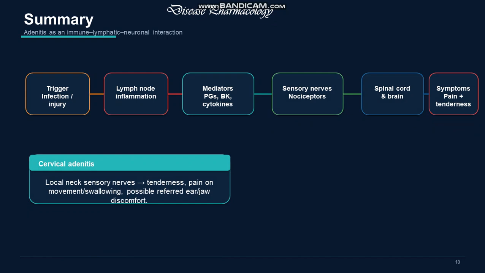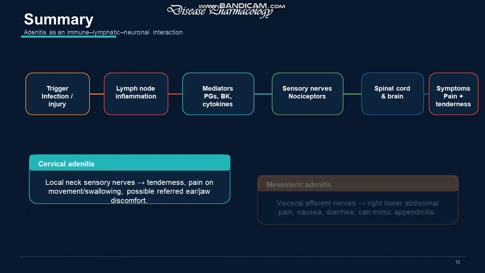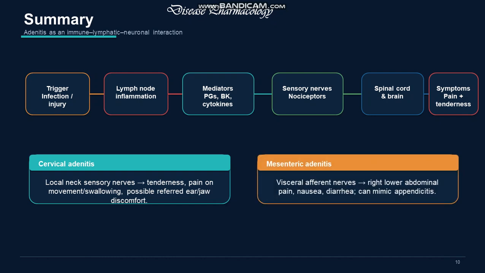That is the cervical adenitis: local neck sensory nerves, tenderness, pain, movement, swelling, possible referral to ear, jaw discomfort. Mesenteric adenitis, visceral afferent nerves are involved. Right lower abdominal pain, nausea, vomiting, diarrhea that can mimic appendicitis in patients.